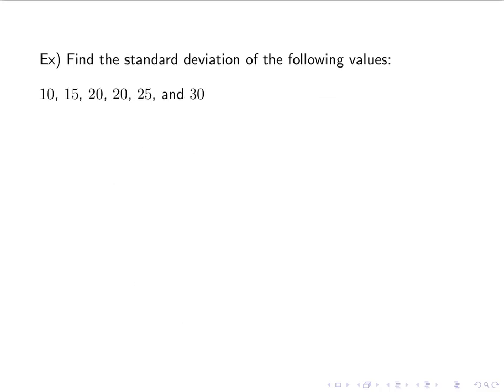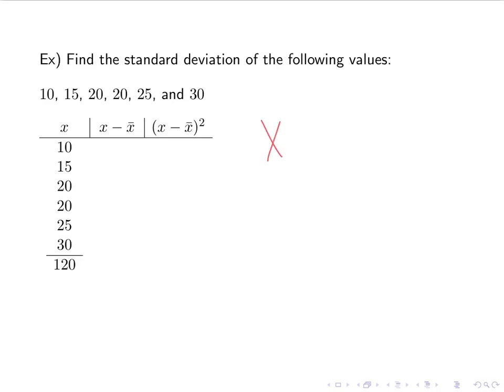So let's do it again. We have 10, 15, 20, 20, 25, 30, and we want to find the standard deviation. Again, we're going to fill in that same table. The first column is just the values listed, and then I'm going to add them up, and we should get 120. Then our x bar is that 120 divided by how many values we have, which is 6.